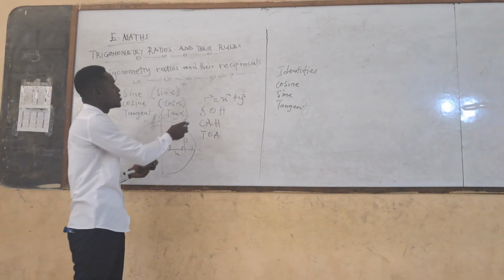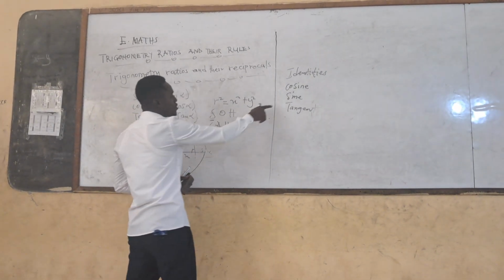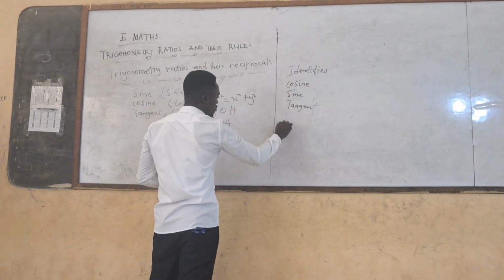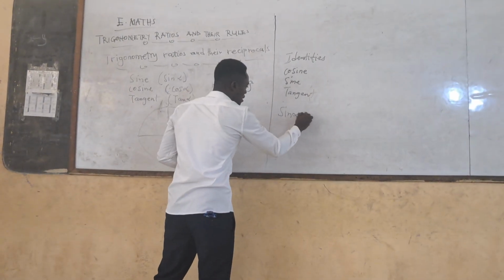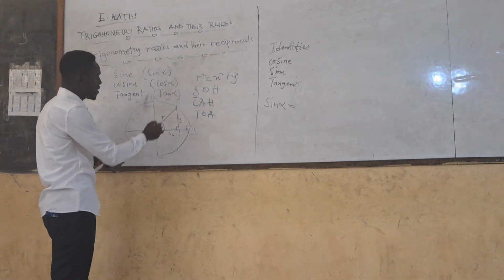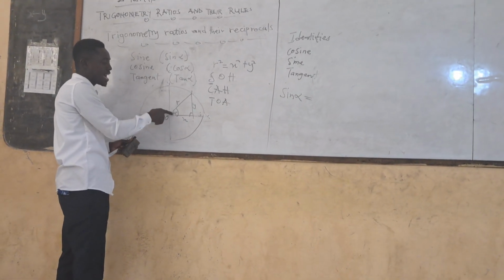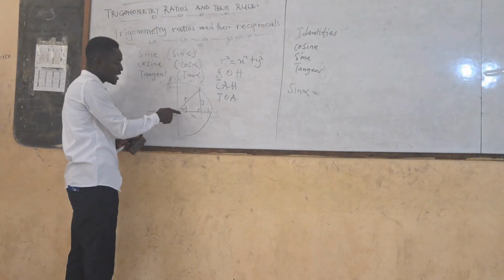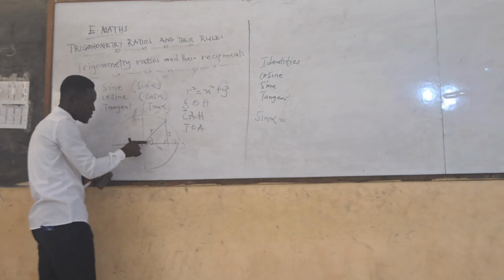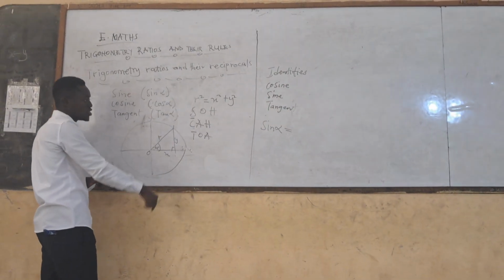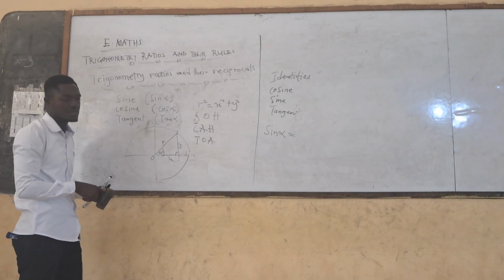The first letter is S, which is sine. So sine of a certain angle equals opposite. Now we have a triangle here. The line which is facing the angle is called the opposite. As you can see, the angle here is facing this line, so the line here, which is y, becomes our opposite.